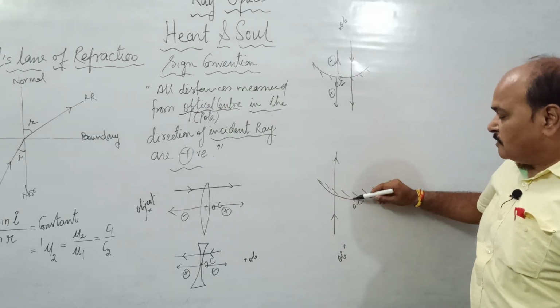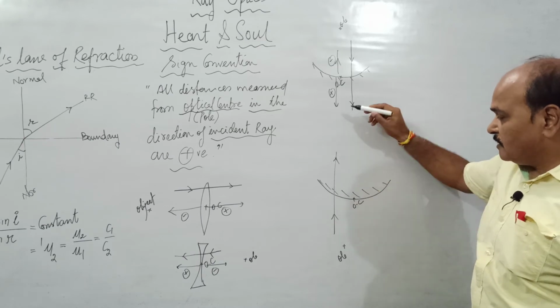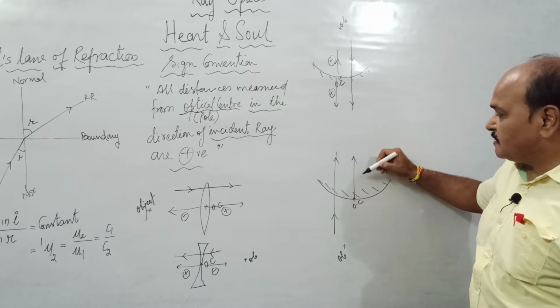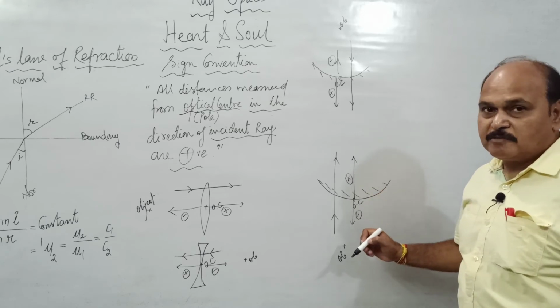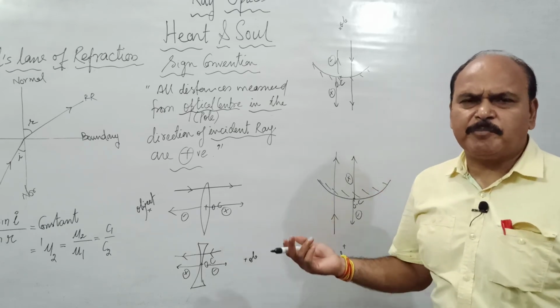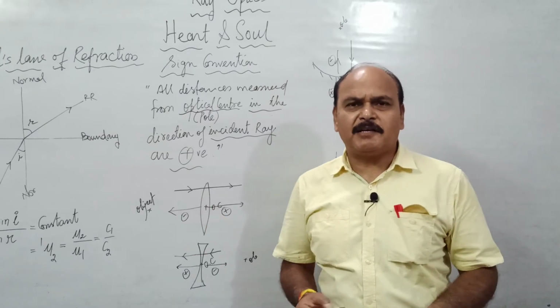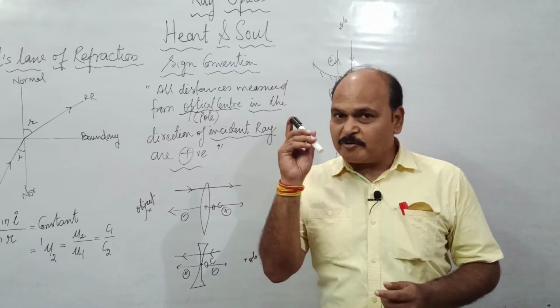Here also, in this case, since incident ray is like this, therefore in this direction the distance would be positive, and in this direction the distance would be what? Negative. So this is sign convention, very very simple. All distances measured in the direction of incident ray from optical center are positive.